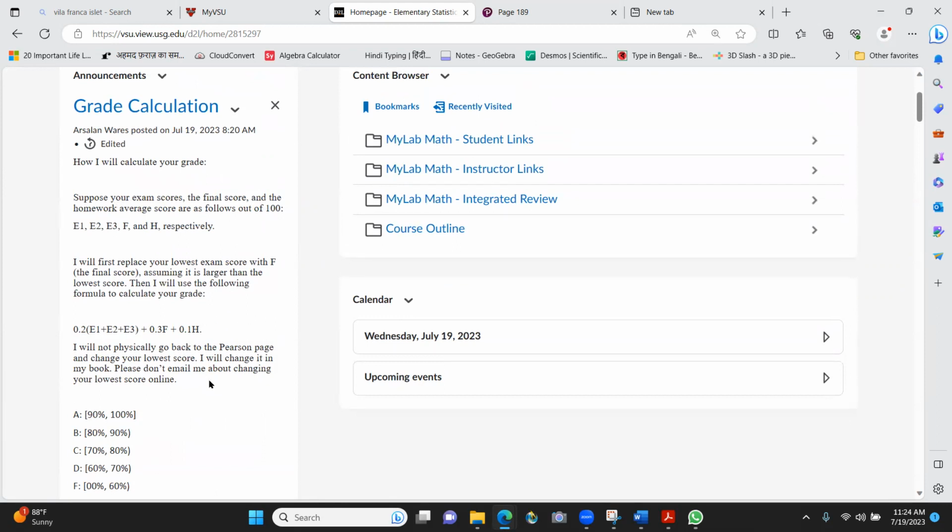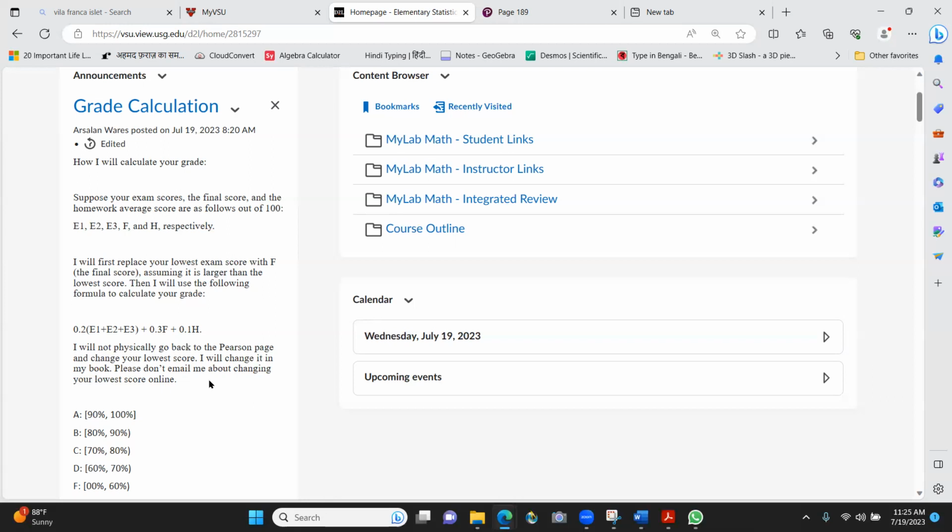Please read this carefully. If you followed my directions, my average and your average will be exactly the same. I will replace your lowest exam score with your final, but I'm not going to go to the Pearson site and manually do it. I'll leave it as it is. But when I download your grades in my book on my computer, I will do it. So please don't email me saying you didn't replace my lowest exam score. I will do it, based on the formula that's in the course outline and on the left-hand side of the screen under announcement, grade calculation. I have given you the formula. I will use this formula. If you and I use the same formula, we're going to get the same result.